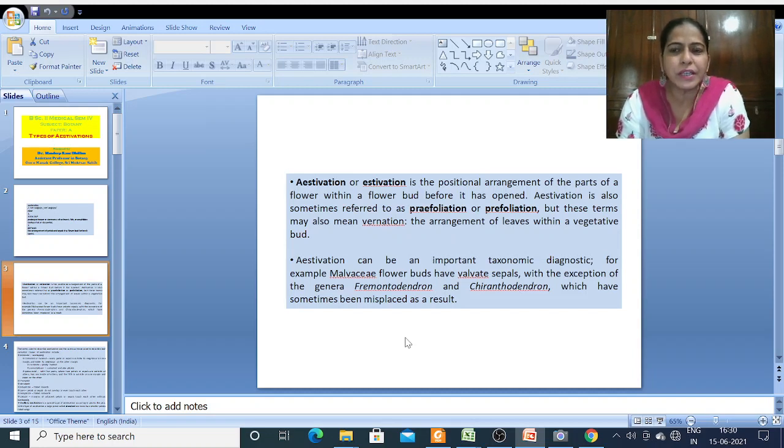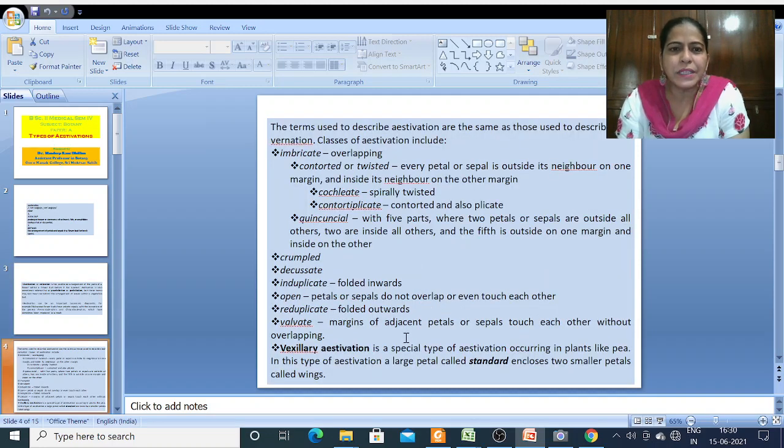Now, estivation can act as an important taxonomic diagnostic. For example, in the case of Malvaceae, the flower buds have valvate sepals, except for Phragmotodendron and Chiranthodendron, which have sometimes been misplaced as a result. There are various examples and types of estivation, like imbricate, quincunxial, valvate, vexillary, etc.